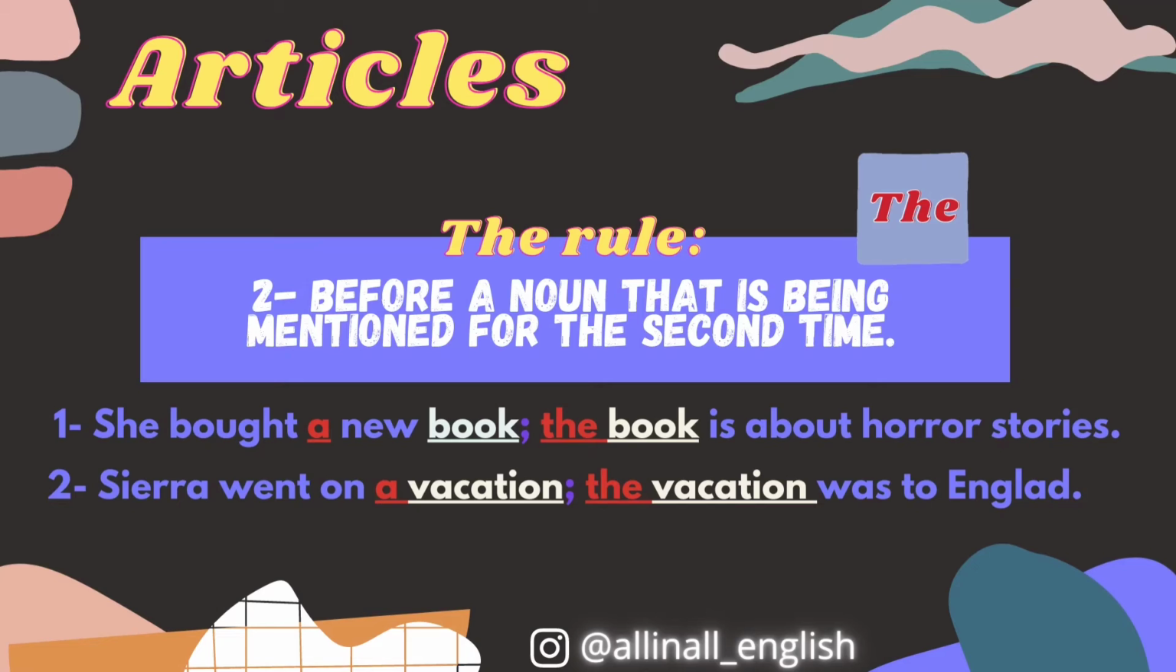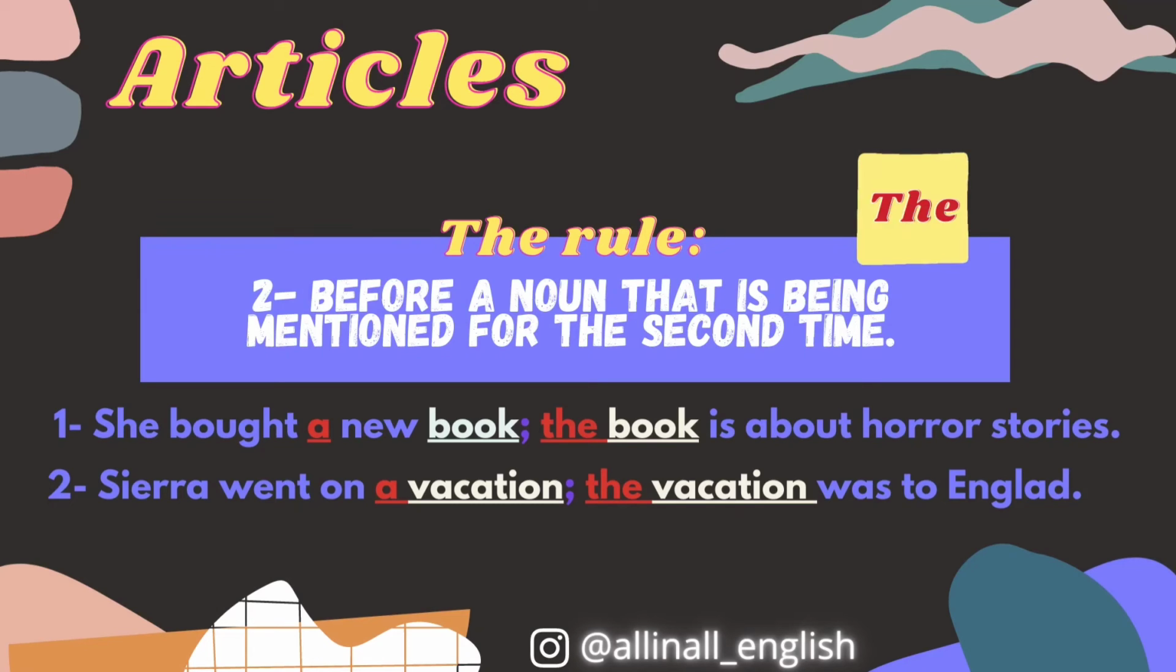Let's see another example. Sierra went on a vacation. That vacation was to England. Same as the first example, in the first sentence, where we mentioned the word vacation for the first time, we used the article "a" with it. But in the second sentence, where we mentioned the word vacation for the second time, we changed that article to "the". So we said "the vacation". So the article "the" can be used before a noun that is being mentioned for the second time.